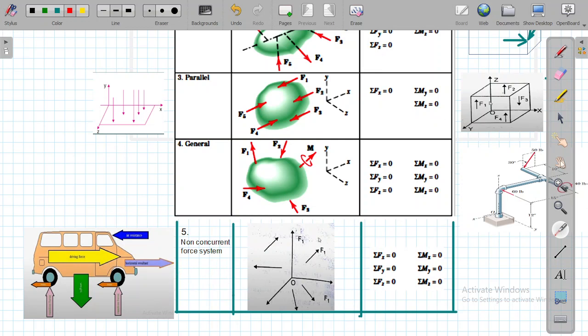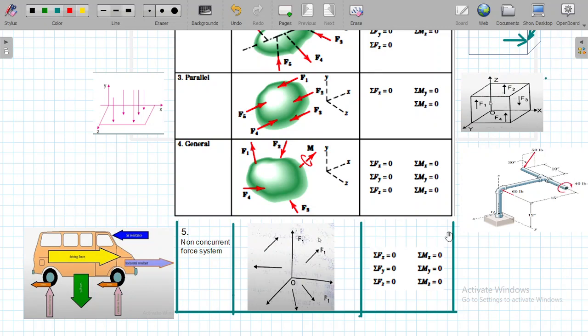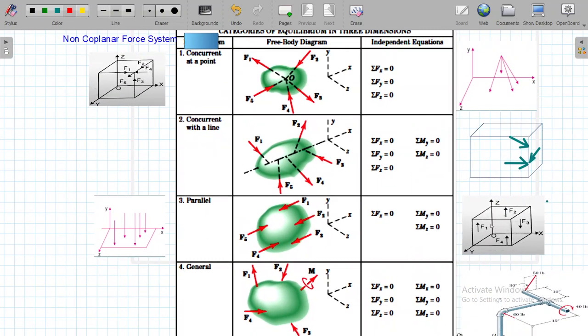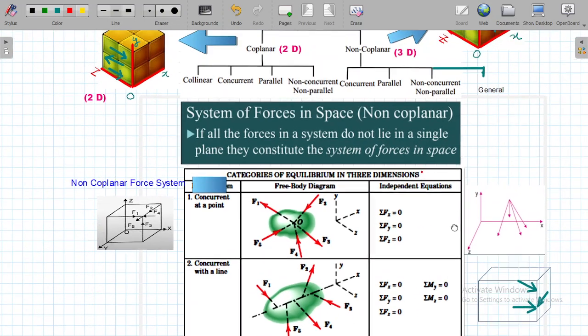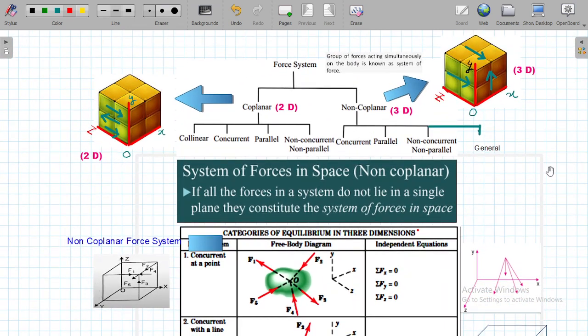With this I hope you have understood what non-coplanar force systems are, and what their subtypes are, which I have fully explained to you with examples.